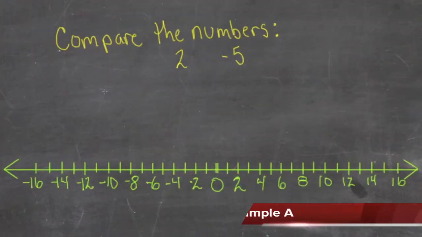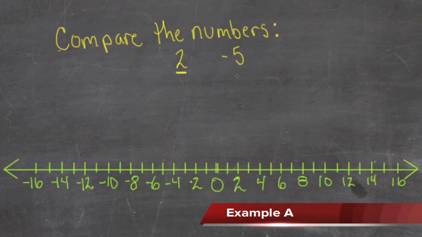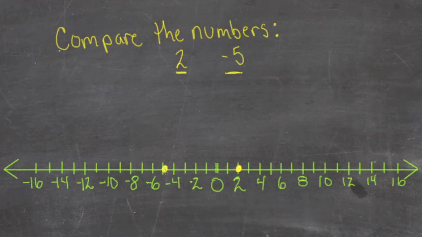Comparing numbers is easiest if you have a number line. We're going to compare the two numbers 2, which is a positive, and negative 5, obviously a negative number. We're going to plot them on the number line here to see what their values are as compared to each other. 2 spaces to the right of 0, goes right here. Negative 5 spaces to the left of the 0, goes right here.